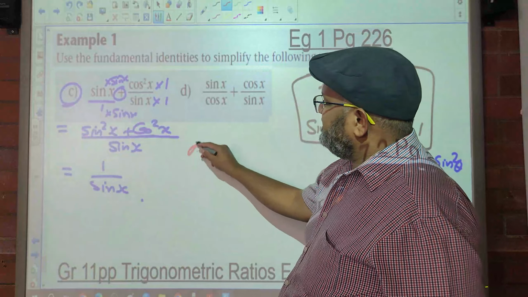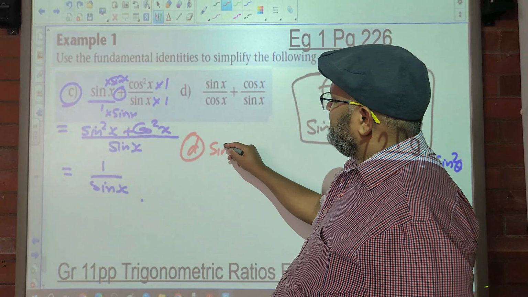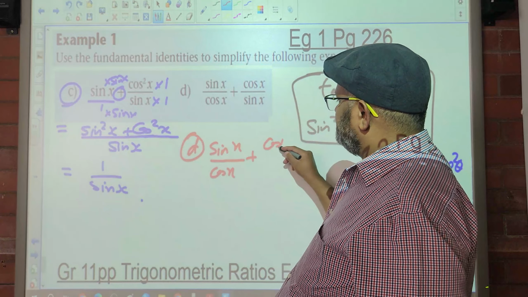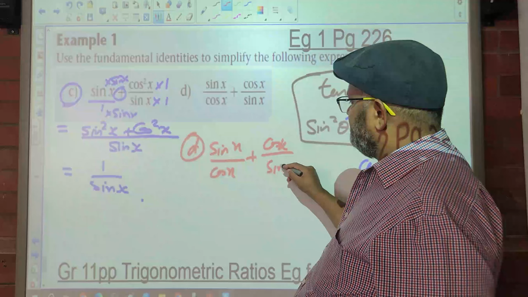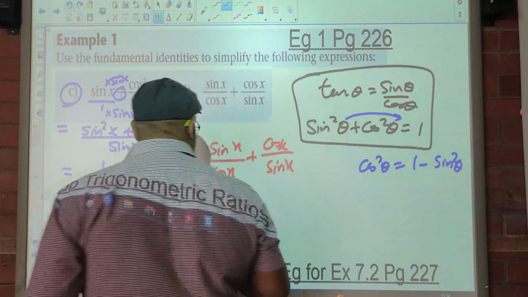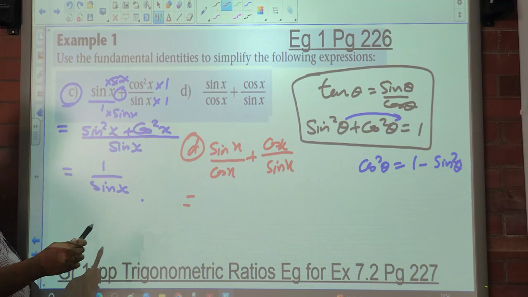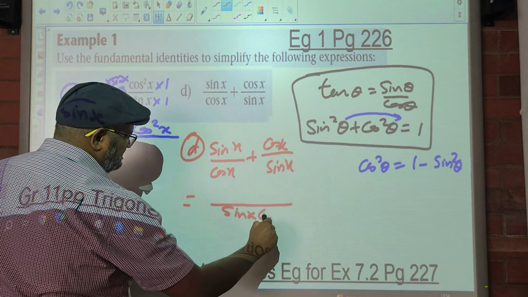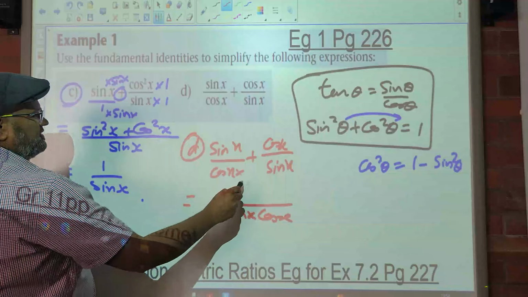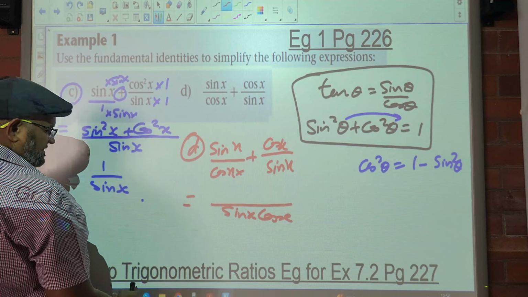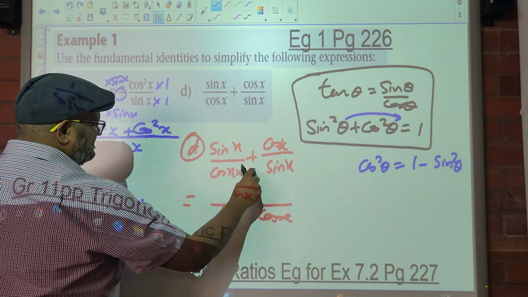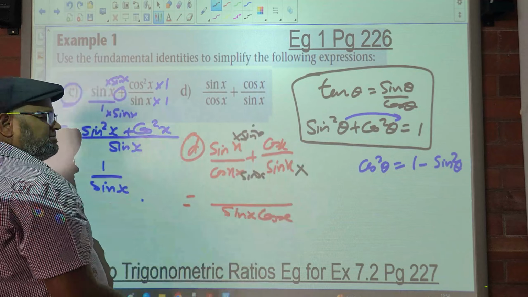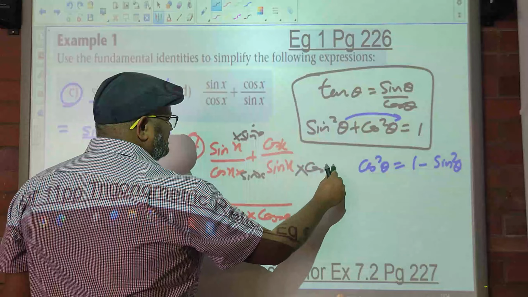People, let's look at D. You got sine x over cos x plus cos x over sine x. What's your LCM here? Sine x cos x. So what must this be multiplied by? Sine x. Okay. But also by sine x. What must sine x be multiplied by to get this LCM? Cos x.